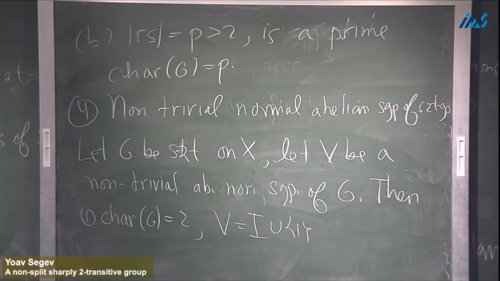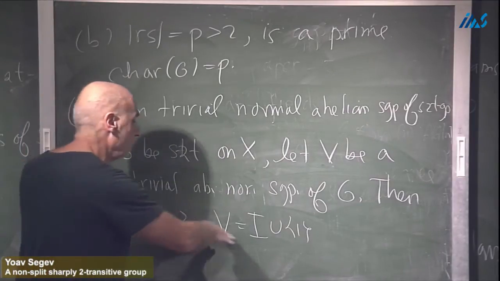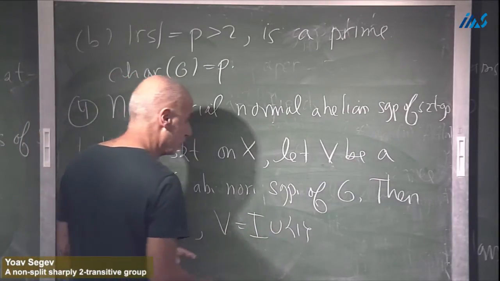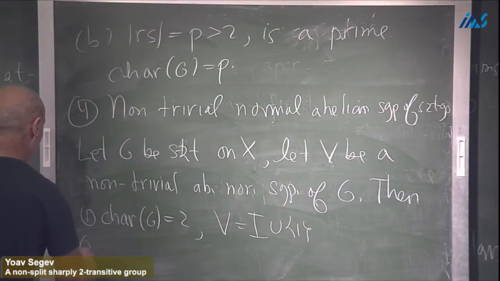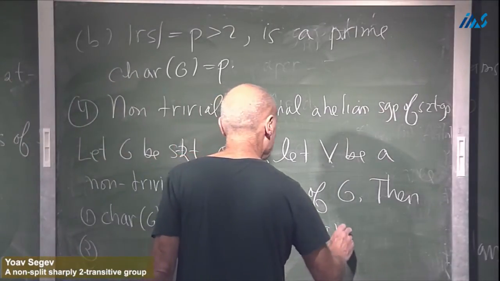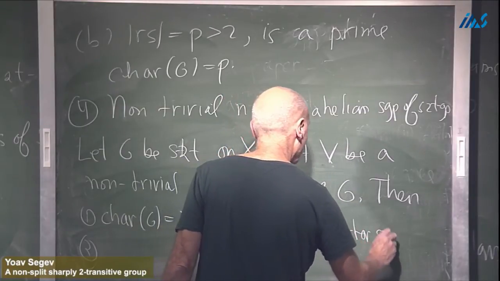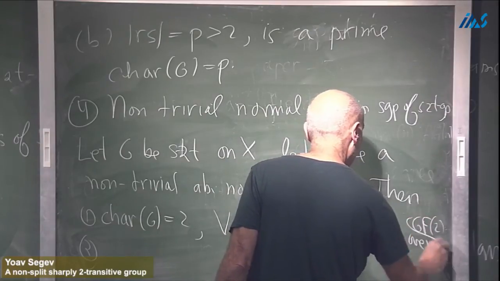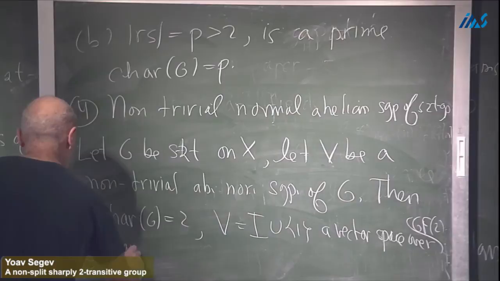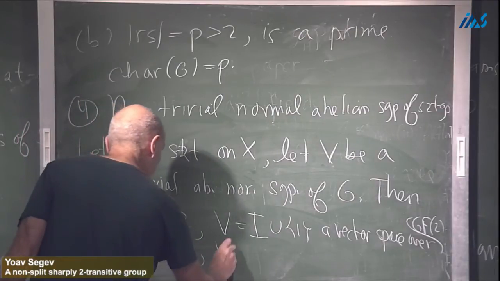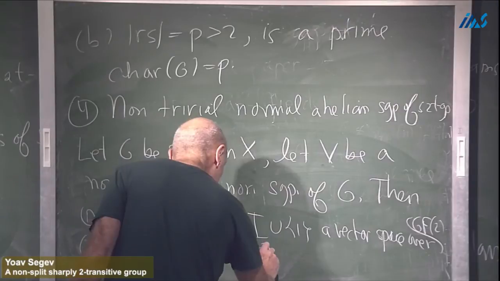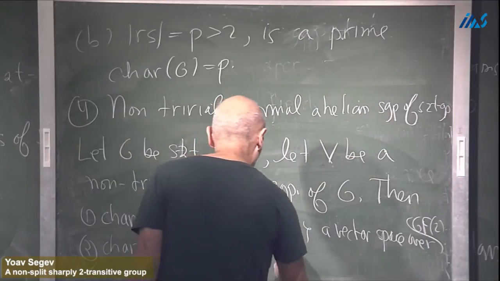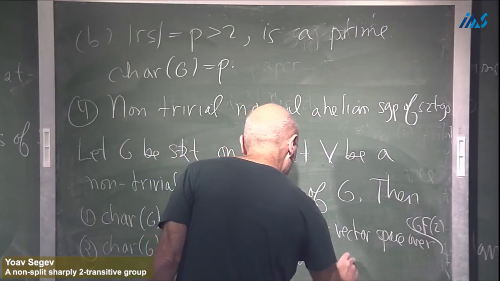Whenever you're in a split case, you know to identify the abelian normal subgroup. It is this set if the characteristic is 2, and this is, of course, a vector space over GF2. If the characteristic is 0, then V is the set of products of two involutions. It is a set, and it is a vector space over Q.